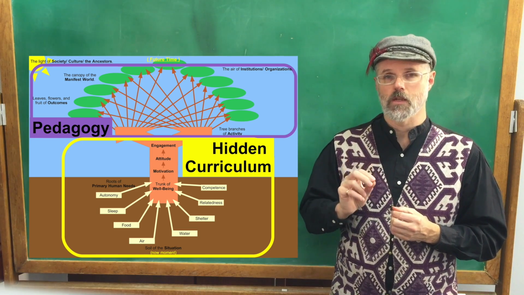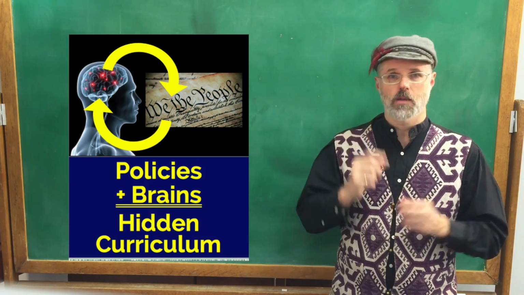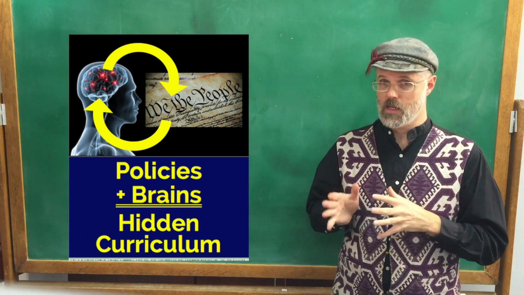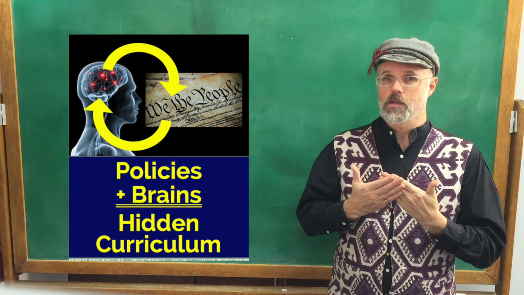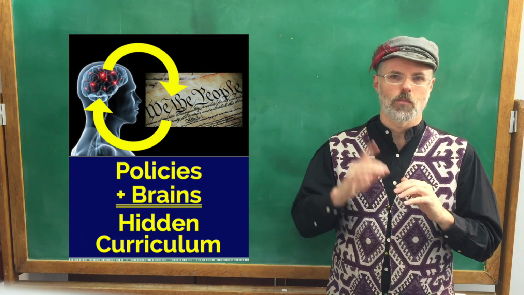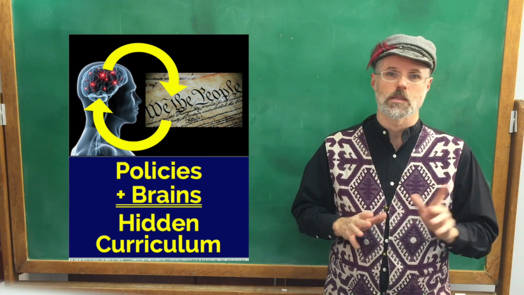The hidden curriculum is where brains and policies interact. Neither brains nor policies can be directly observed in a classroom, but how they interact creates limits on what can happen there. We can't do much about the brains, but we can do a lot about the policies.